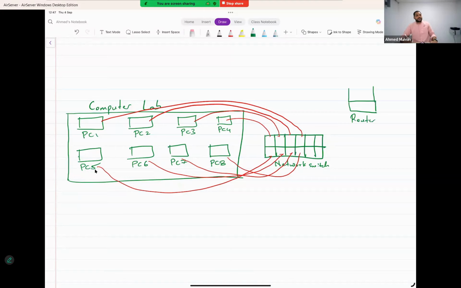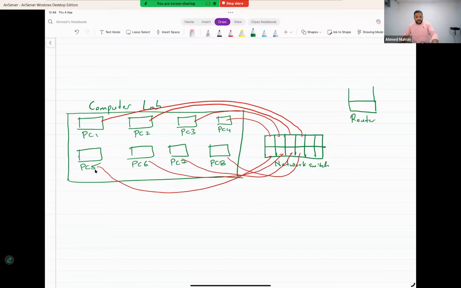And then what would you do, guys? The computer lab still doesn't have access to the internet. How do you provide internet access for the computer lab? Boys, girls, the computer lab still does not have access to the internet. So what do you do then?